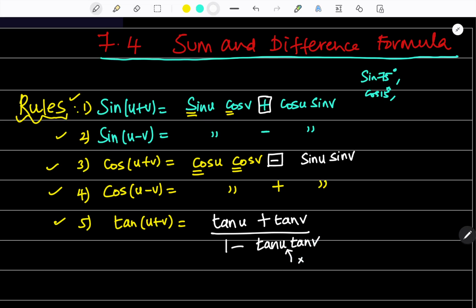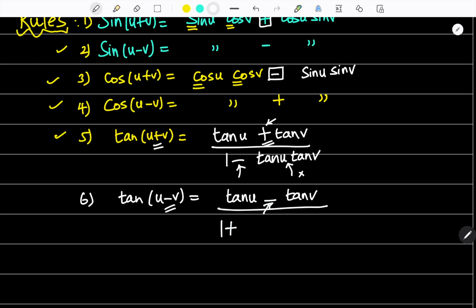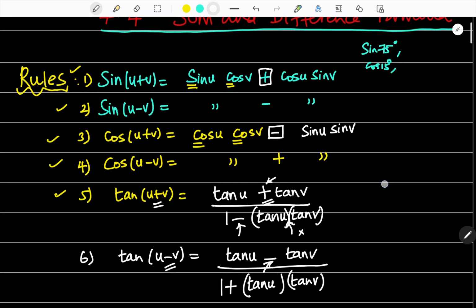Here multiply, here plus. If it is plus here, you will get minus below, and vice versa. Keep that in mind. The next rule is tan of u minus v, which is equal to tan u minus tan v. If it is minus, you bring minus. After that, if this is minus, put plus here: 1 plus tan u times tan v. These two are multiplying. Keep that in mind. So these are the 6 rules you are going to study.